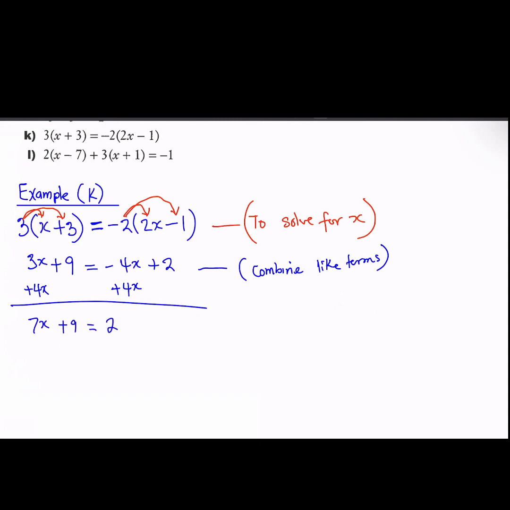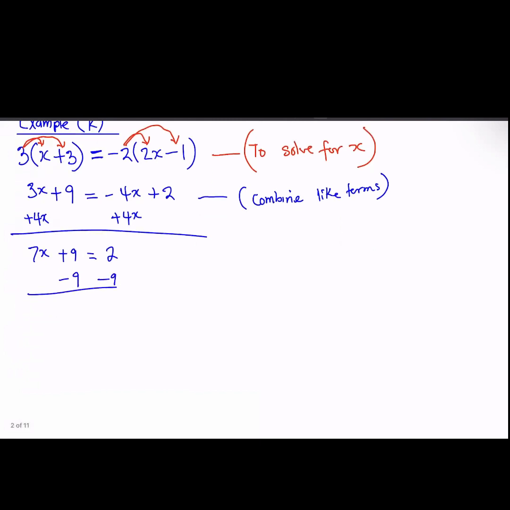And then you still want to solve for x, right? So you subtract 9 from both sides. By doing so, you have 7x is equal to negative 7. And you want to solve for x, right? Divide both sides by 7. By 7, you get x is equal to negative 1.